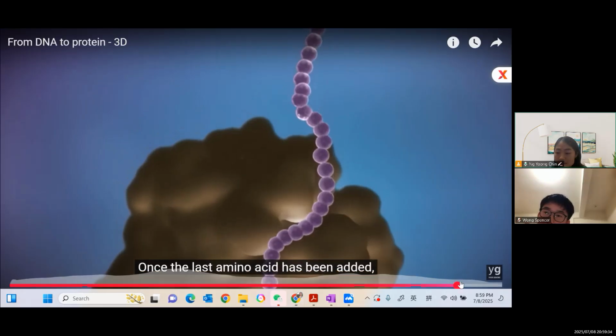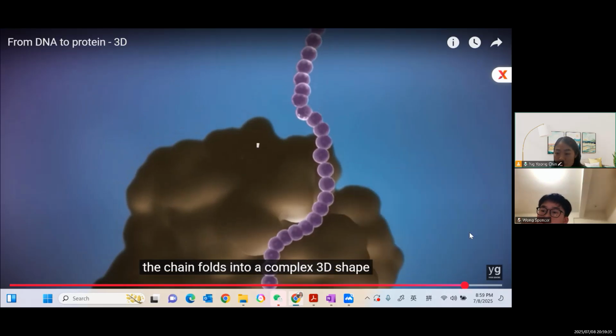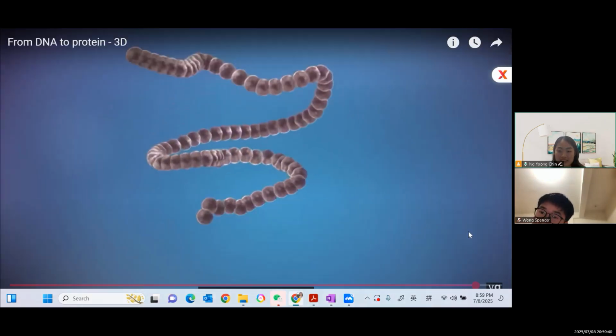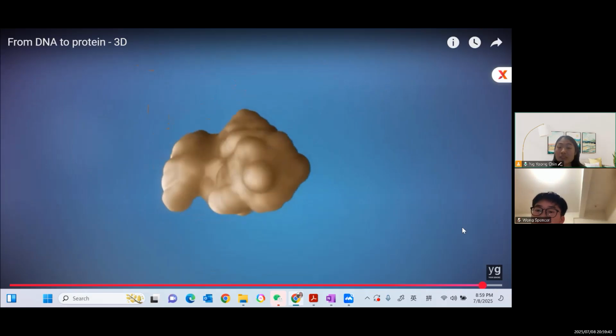After that, they will fold into a complex 3D shape to form the protein. So protein actually is a very globular structure. It's a round, big globular structure.